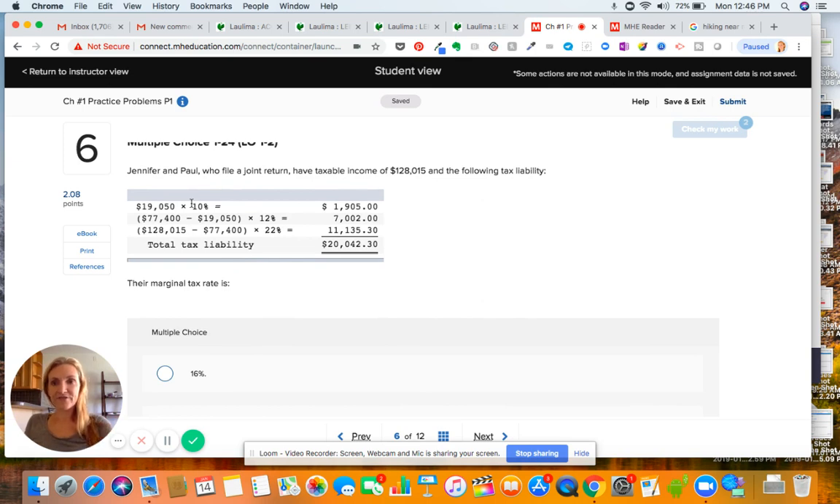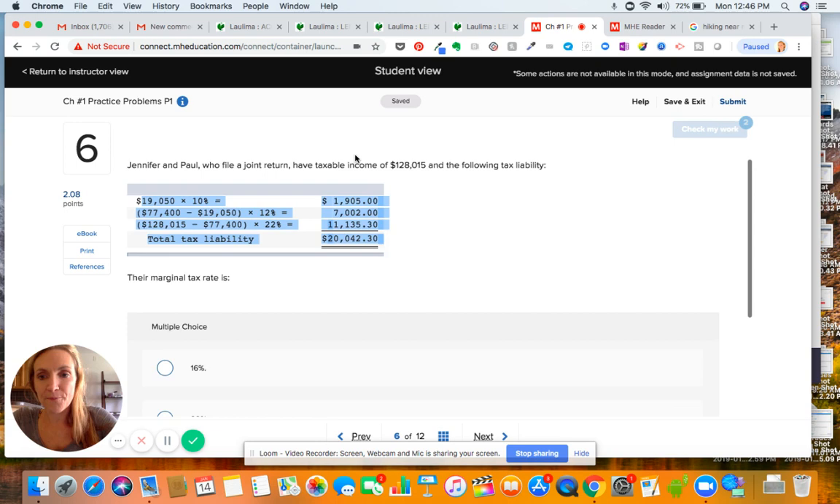Here we have Jennifer and Paul filing a joint return. They have taxable income of this amount, $128,000, and the following tax liability. So what they are showing us here is a calculation of taxes.